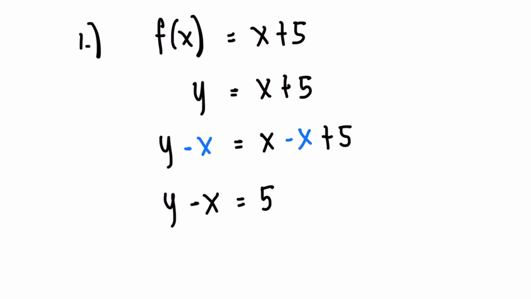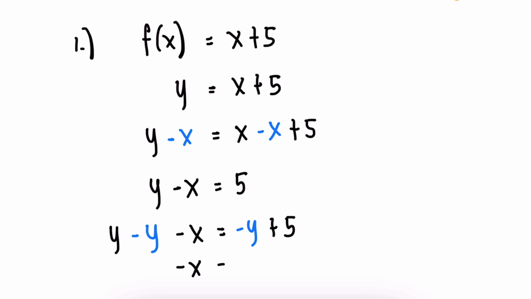Next is add both sides by negative y through addition property of equality. So, the equation will be y minus x is equal to negative y plus 5. Why do we need to add negative y both sides? Because you need to solve the equation x in terms of y so you can isolate the variable x. Then, subtract y minus y, that will be equal to 0. The equation now is negative x is equal to negative y plus 5.